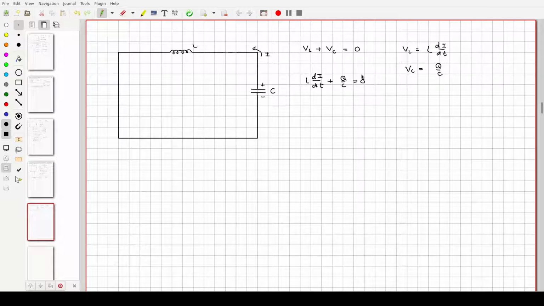Next, I'd like to point out that we know a relationship between current and charge. That is, I is equal to dq dt. If I plug this in, I have L times two derivatives of Q with respect to time, plus Q over C is equal to 0. Now the next thing I want to do is divide both sides by L. Oops, that's not an I, sorry about that. That should be a Q. I'm getting ahead of myself there. So when I divide both sides by L, I pull the 1 over LC out in front of the Q here, and that's equal to 0.